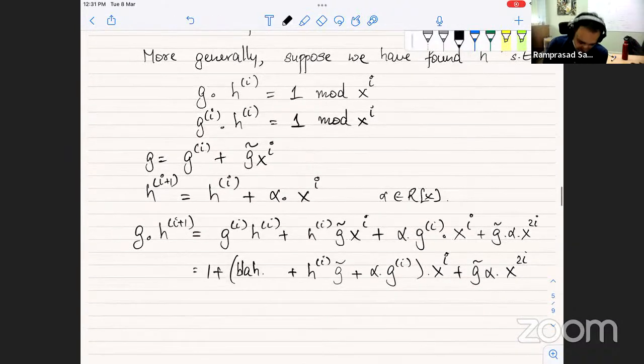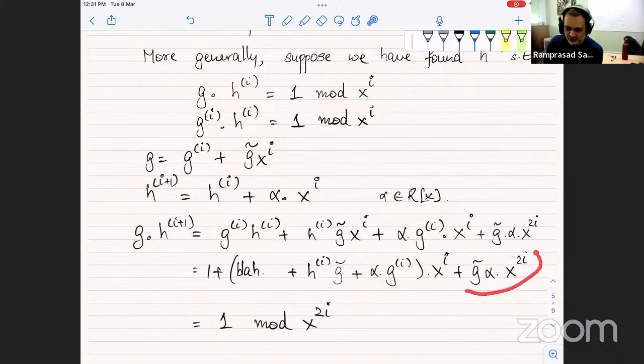Okay. Now suppose I would like this to be equal to 1 mod X power 2I. Suppose that's what I wanted. Then this term does not bother me because this thing is already divisible by X power 2I. I don't care about that. But I somehow want to choose alpha such that this becomes 0. Right? Did that make sense?